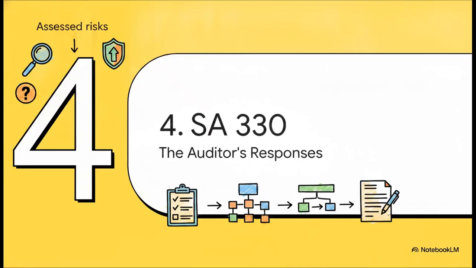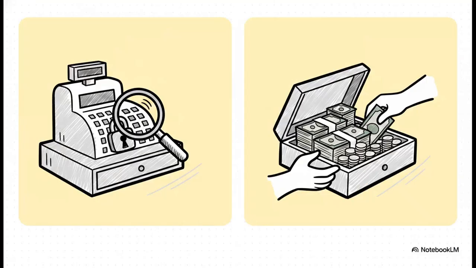Let's turn to Section 4, SA 330, the auditor's responses. We've assessed the risks, we've set our materiality thresholds, now what do we actually do? Well, we design our responses. Let's tackle the absolute most common student confusion right now, tests of controls versus substantive procedures.